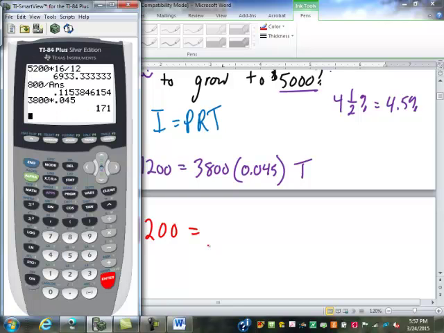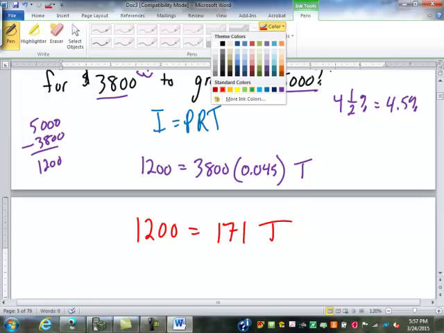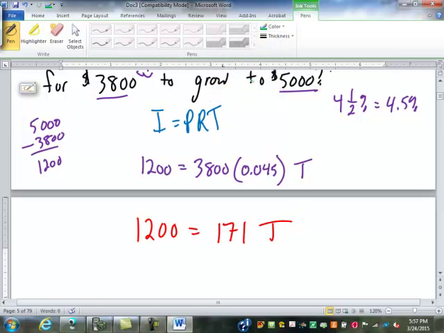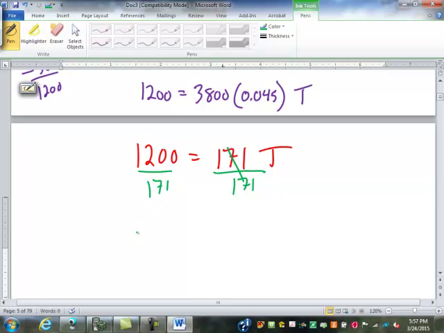Giving me 171. What's next? Divide by 171. So 1,200 divided by that previous answer. 7.0175 is my time. That's 7.0175 what? Years. Time is always in years.